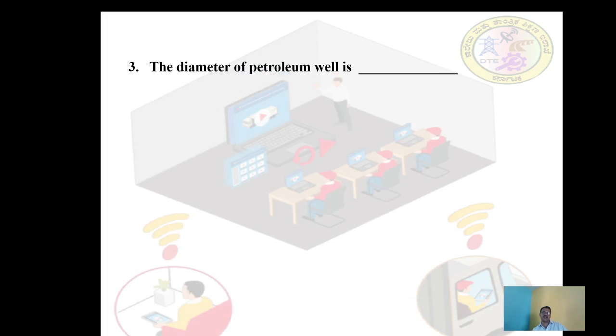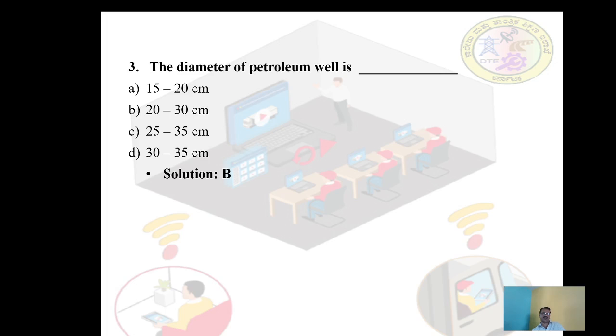Question number 3. The diameter of the petroleum well is dash. A, 15 to 20 centimeter; B, 20 to 30 centimeter; C, 25 to 35 centimeter; D, 30 to 35 centimeter. Option B is the right answer.